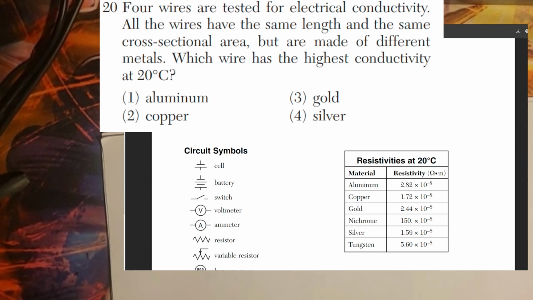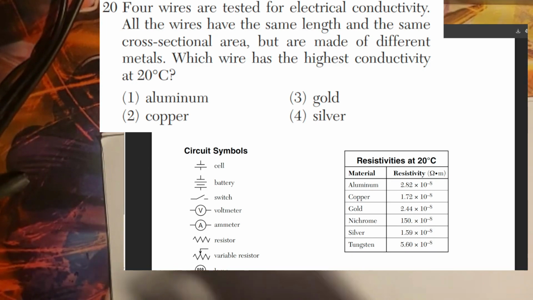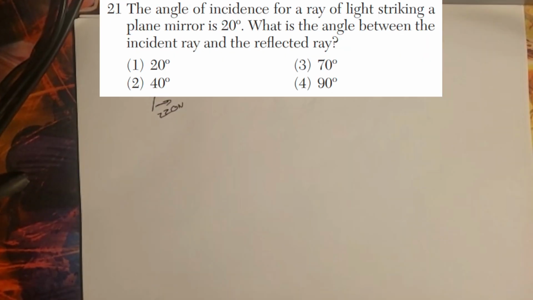Aluminum is 2.82 times 10 to the negative 8. Copper, 1.72. Gold, 2.44. And silver, 1.59. So you see 1.59 is the smallest of those. So silver is going to be the lowest resistance and therefore the best at conducting electricity. Conducting meaning it allows that electricity to flow through it. So your option here is 4.